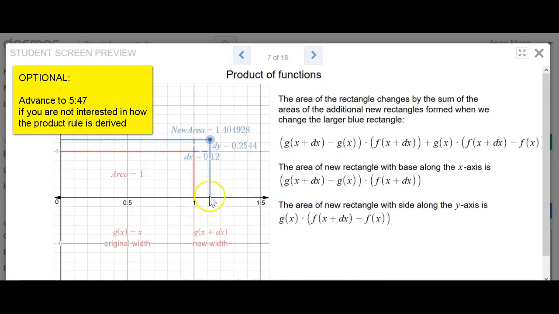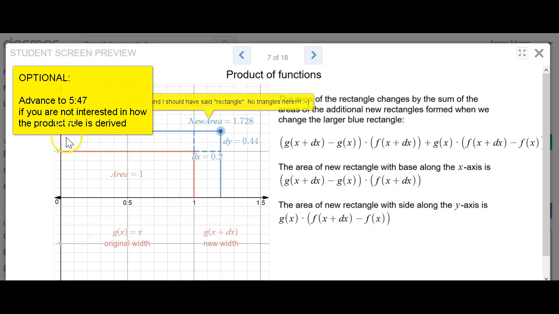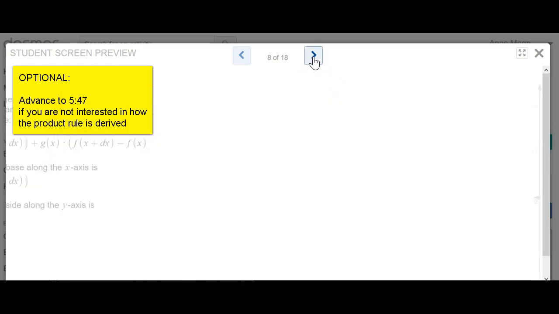Let's look at the area of these additional little rectangles that are formed when we've moved this point. The area of this rectangle has a width of dx and a height of f of x plus dx. And the area of this rectangle has a base of g of x, and it has a height of f of x plus dx minus f of x. That's this dy. That's how the area changes.